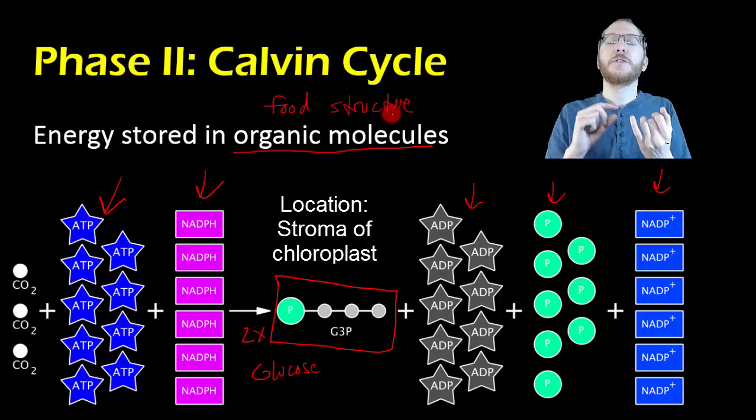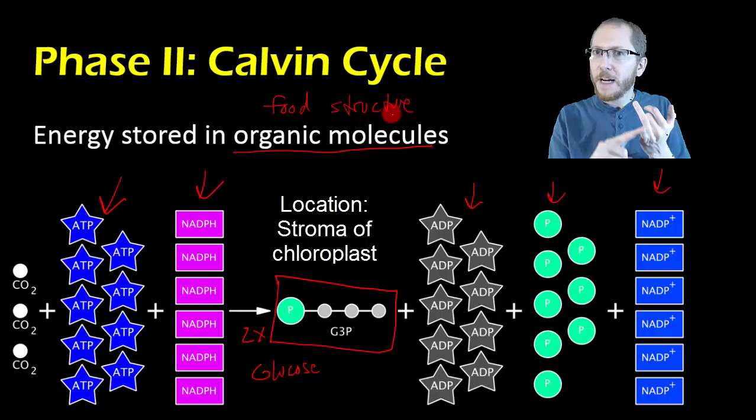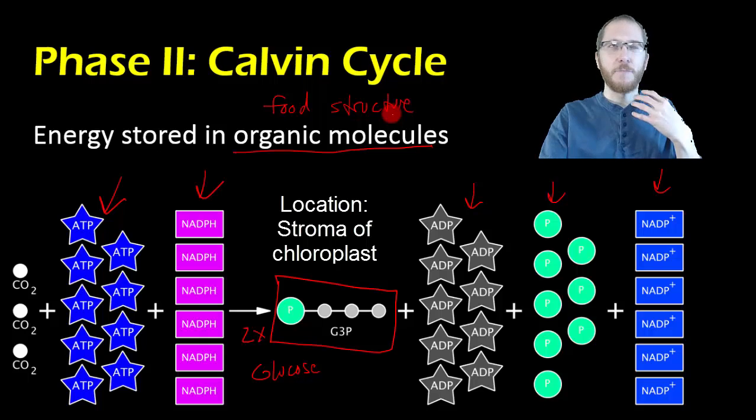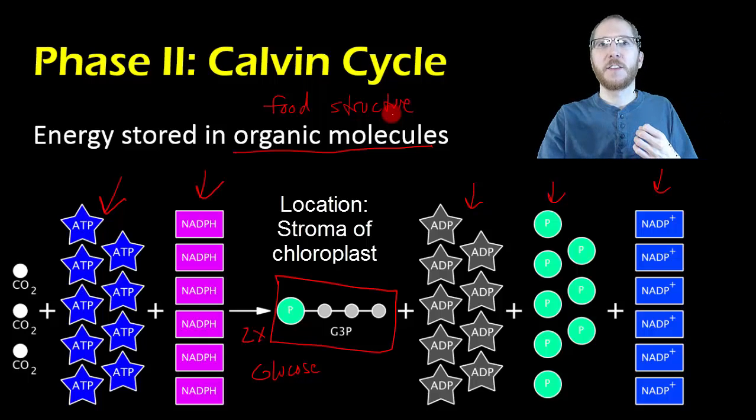The Calvin cycle doesn't need light, not directly, but it does indirectly need light because it needs the products from the light reactions. It needs the ATP and it needs the NADPH to function. So you do need light to do all of the process of photosynthesis at some point. You have to have light at some point to make this work.